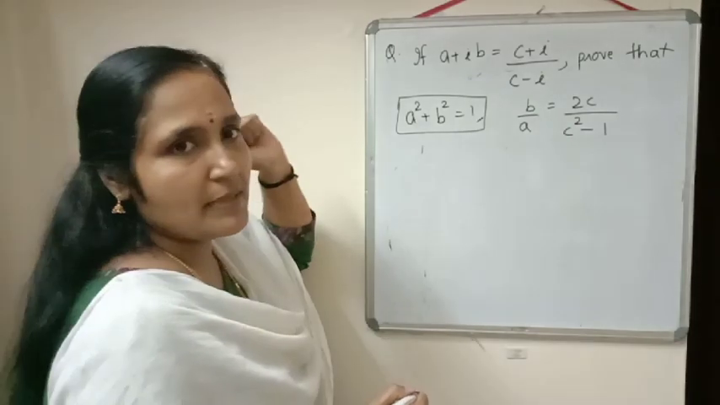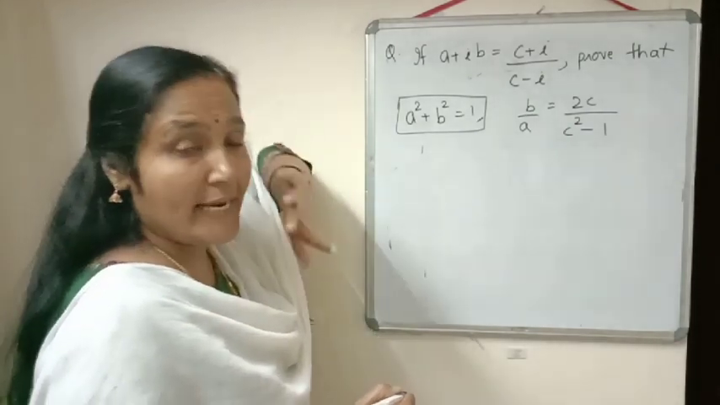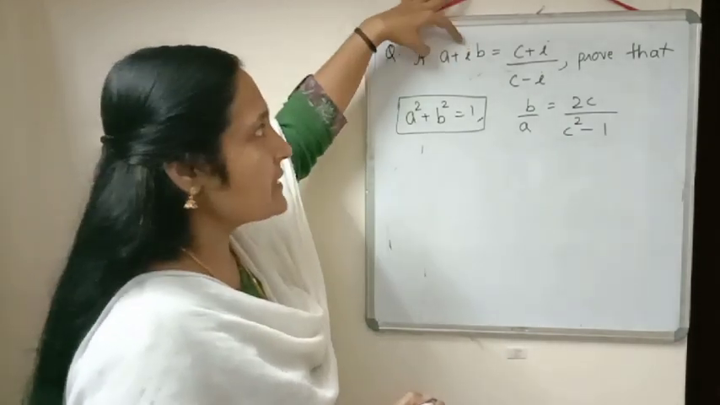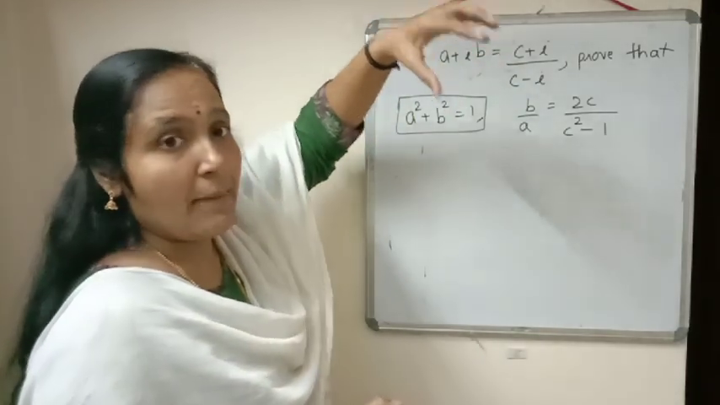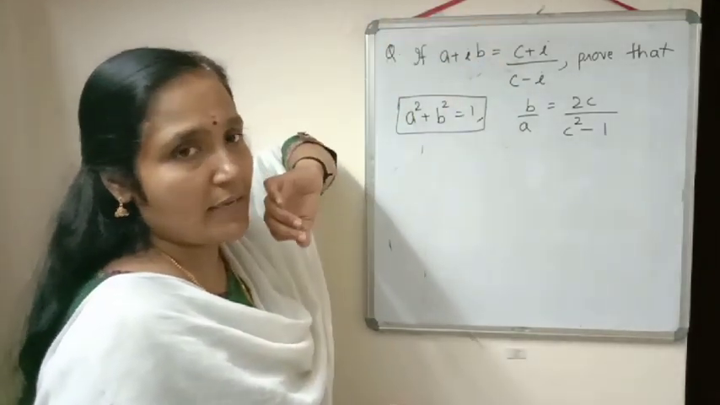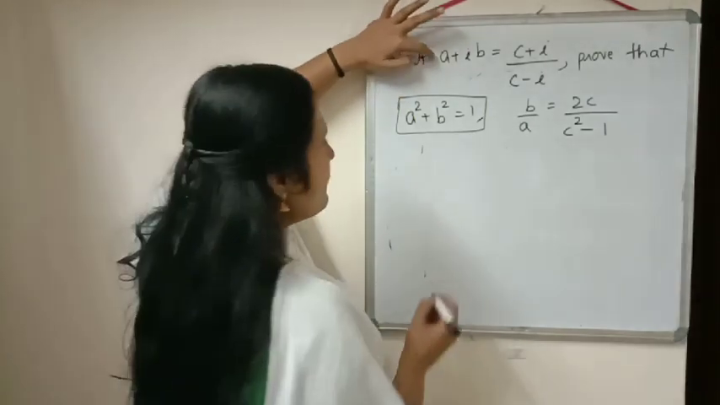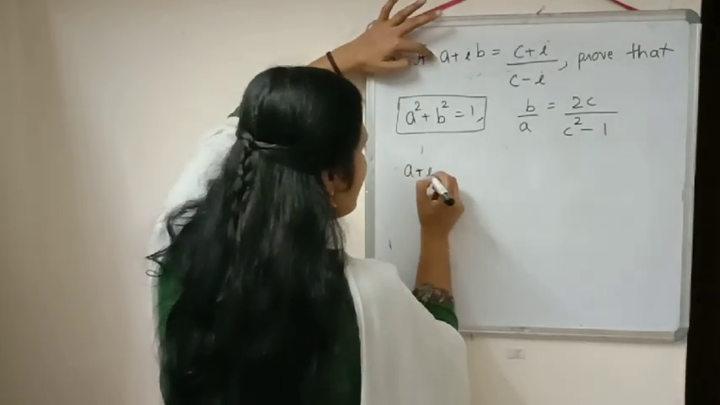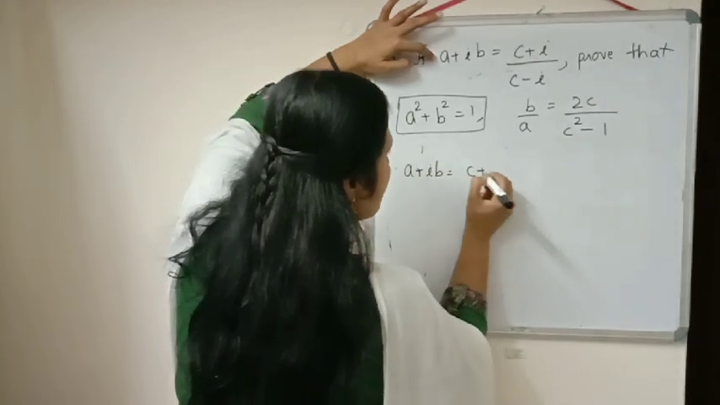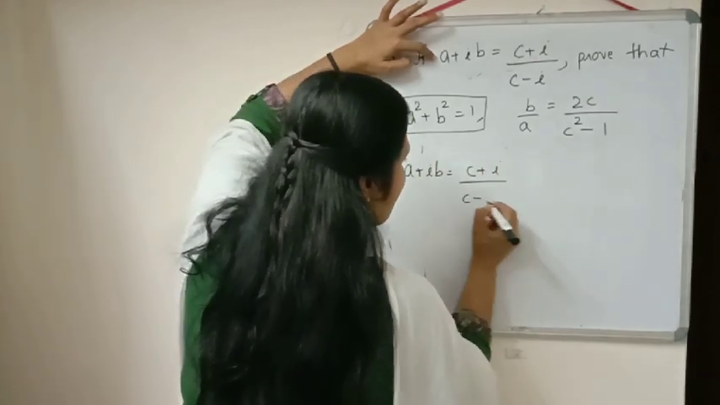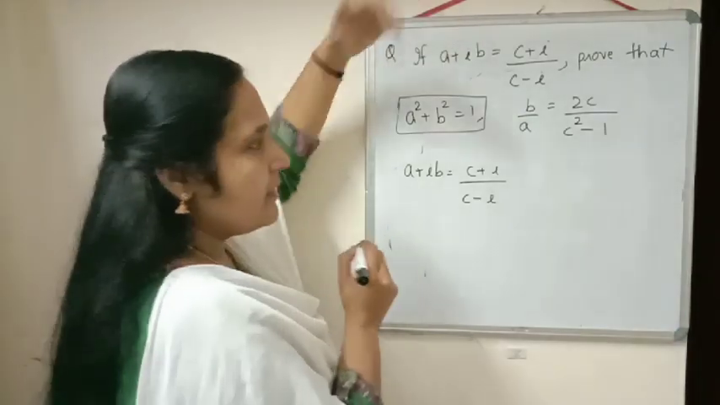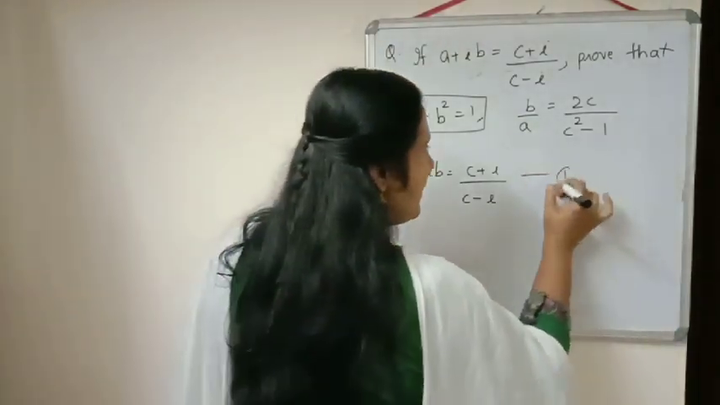Usually a square plus b square will come when we use the identity. A complex number is in the form of a plus b into a minus b, because i square is equal to minus 1. So now what we will do here: a plus ib is equal to (c plus i) by (c minus i), which is given. Now make it equation number 1.